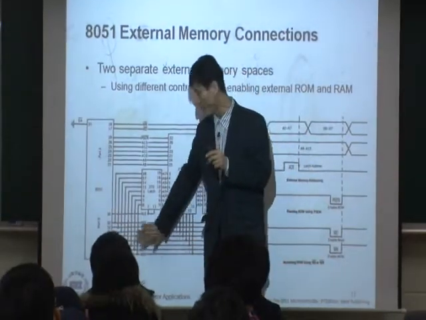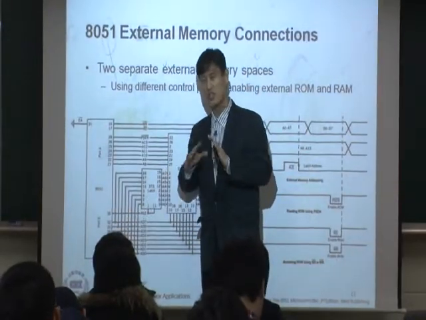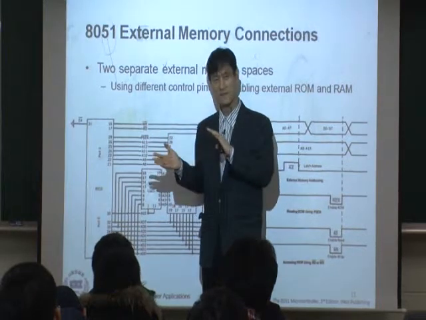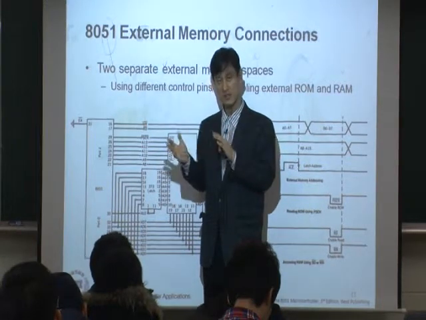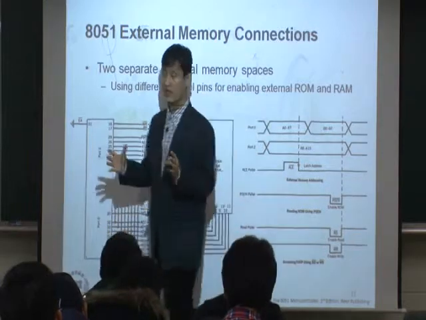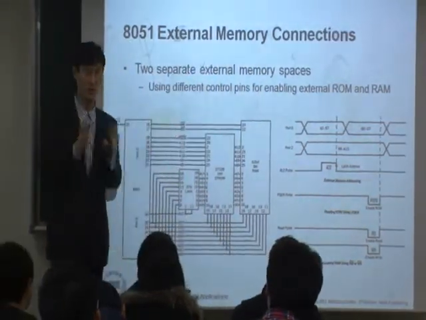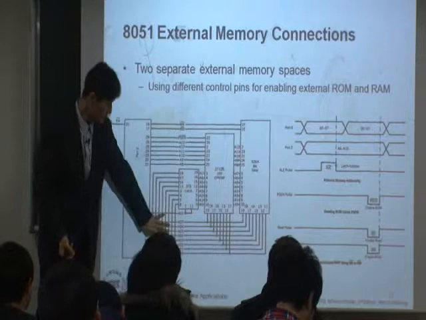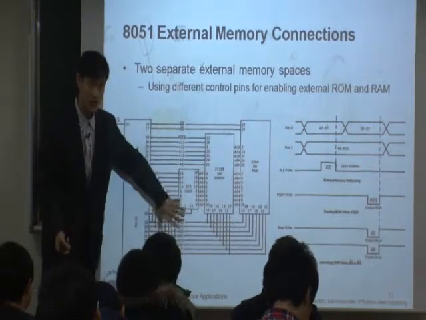Okay, they want to make only 8 pins, and these 8 pins will be shared by the address and data. Okay, address and data. In order to reduce the number of pins, they do it this way. And we're using 8 pins. You use address and also data.